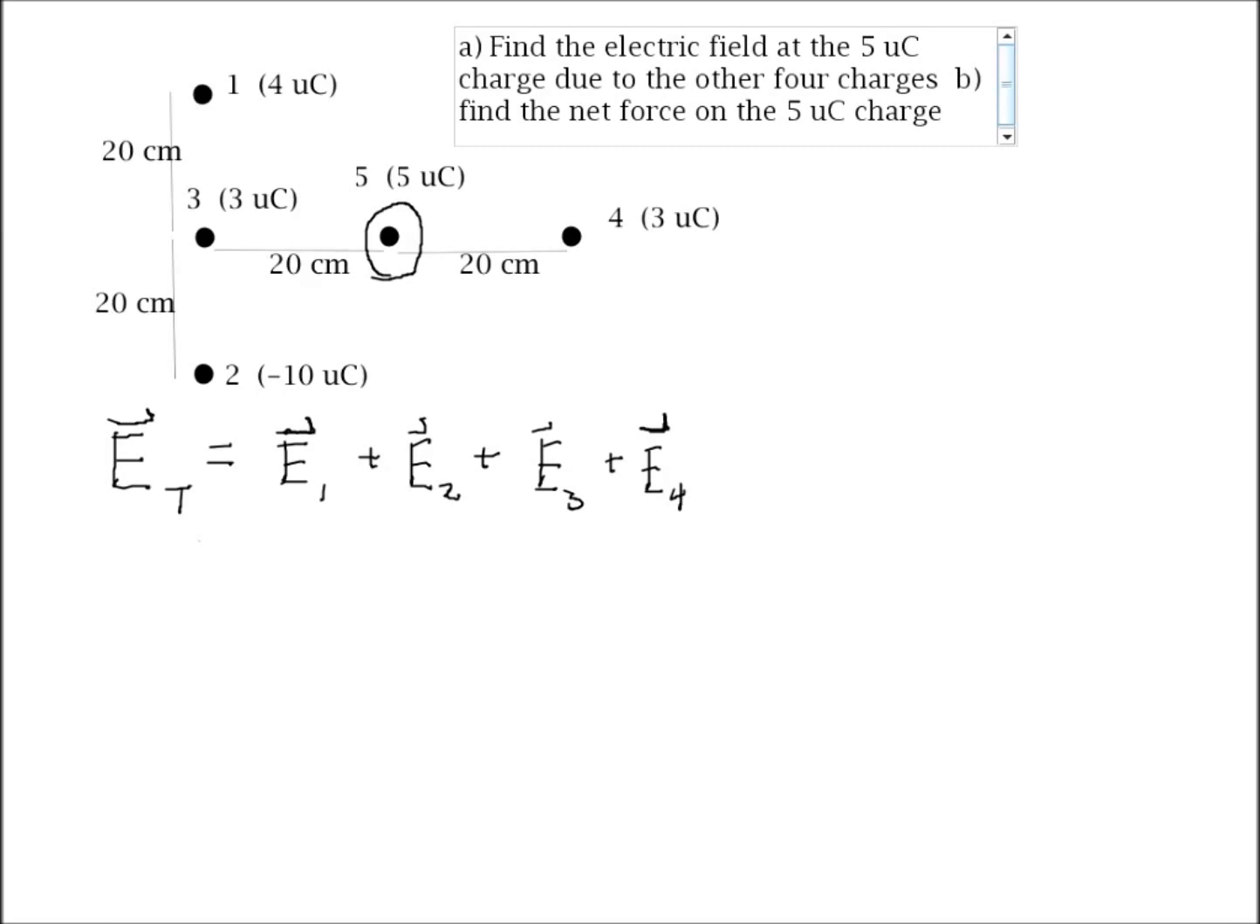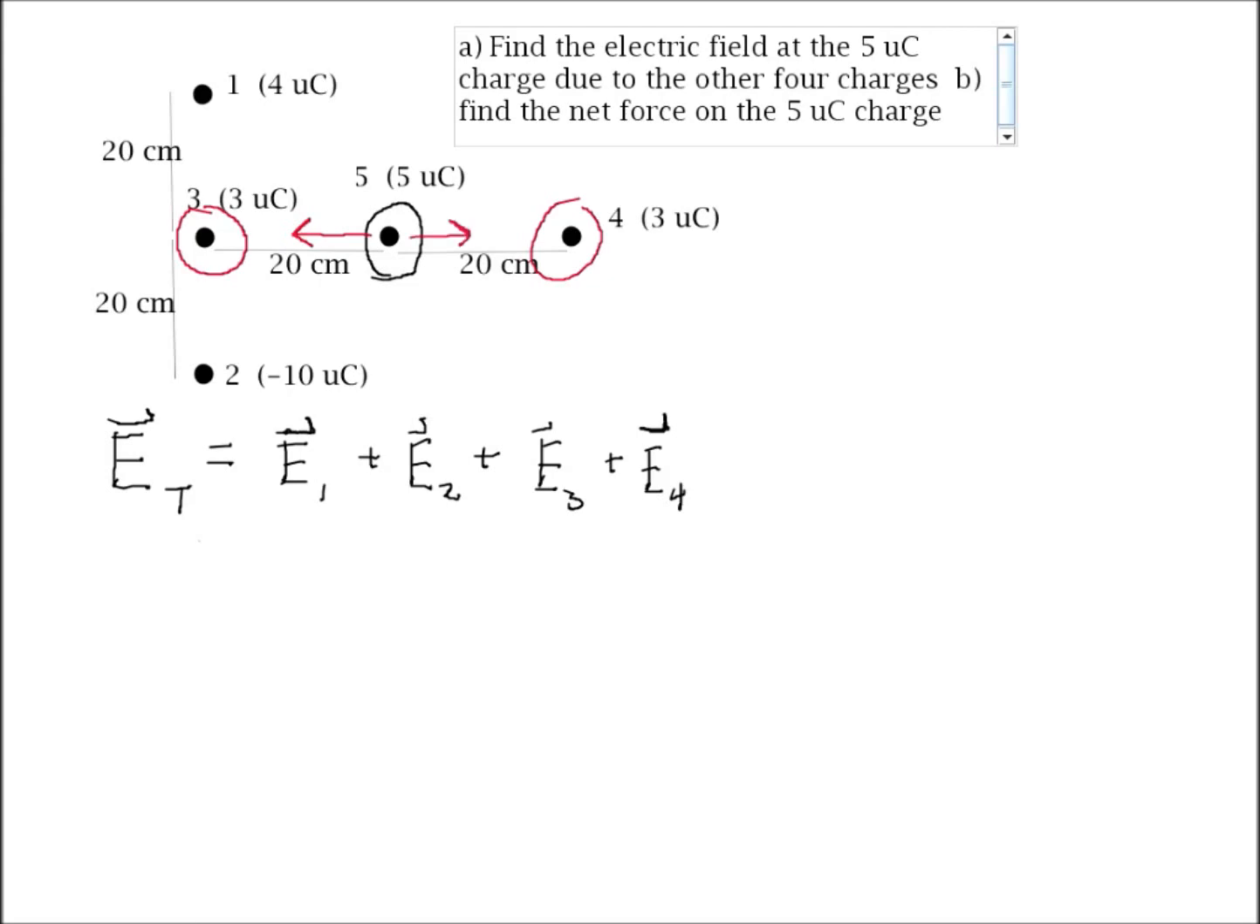So there are 2 charges that fit that criterion, this one and this one. These 2 charges are the same distance away from the point in question, 20 centimeters. They both have a 3 microcoulomb charge, and they're located 180 degrees apart from one another. The one on the right is going to have an electric field at the 5 microcoulomb charge that pushes it this way, and the one on the left is going to have an electric field there that pushes it that way.